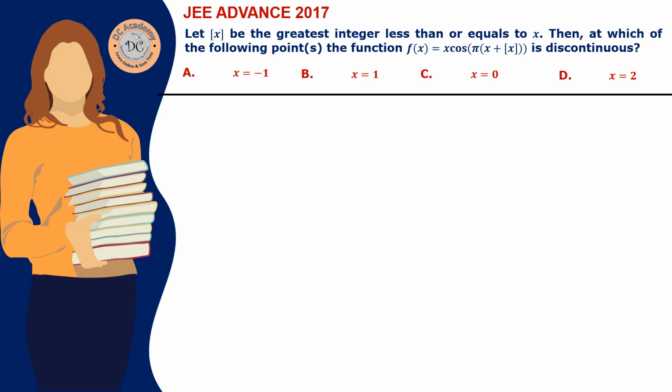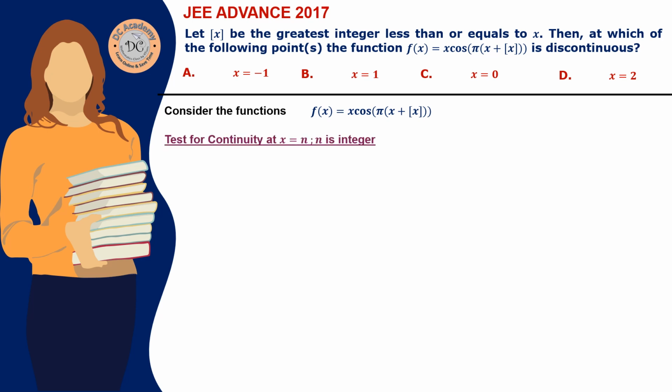So first we consider the function, and then we test for the continuity at x equal to n, any arbitrary integer. First, we need to calculate the left limit. What is the left limit? By definition, we need to calculate the limit as x tends to n minus of f(x). We can convert it to the limit as h tends to 0 of f(n minus h). Therefore, we now need to find out what f(n minus h) is.